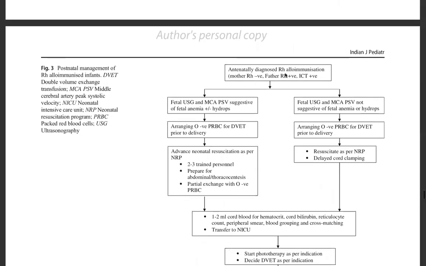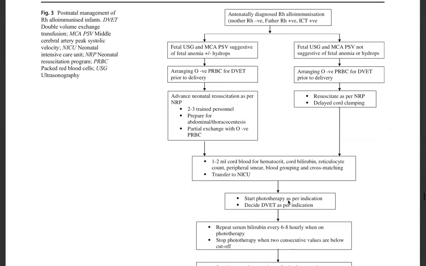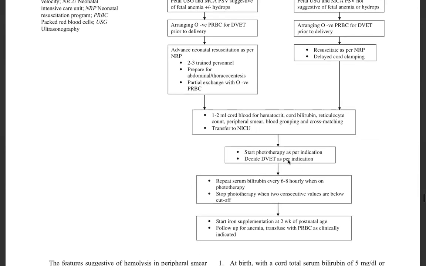Postnatal management, classical situation is this: Rh negative mother, Rh positive father, ICT positive. There may be hydrops and anemia, or there is no hydrops or anemia, just a positive result. In both situations, arrange O negative PRBC for DVT, because after delivery there may be sudden worsening of jaundice. If there is hydrops, advanced neonatal resuscitation is required, abdominal and thoracocentesis required. If there is anemia, do partial exchange. And subsequently, you also have to immediately send cord blood for hematocrit, cord bilirubin, retic count, peripheral smear, blood grouping, cross matching. Then start phototherapy as per the indication and decide on DVT as per the indication.